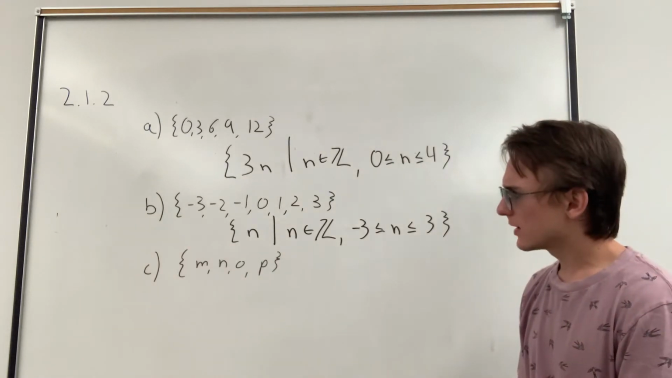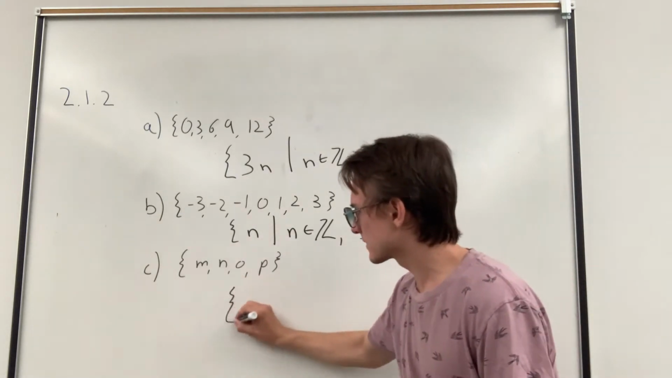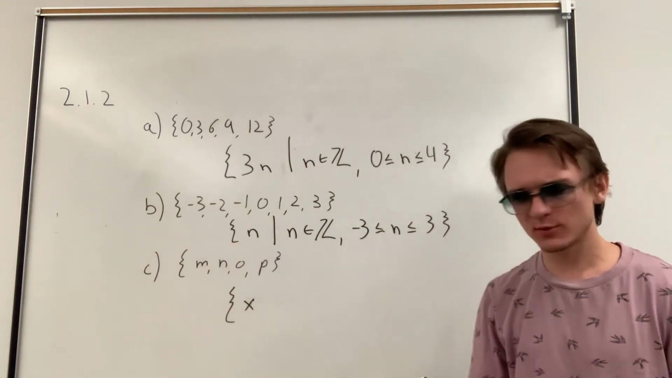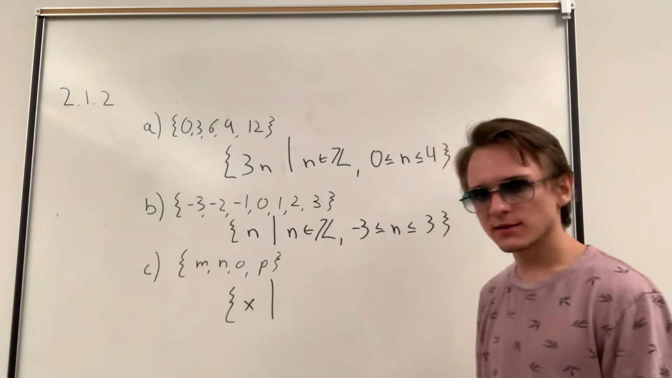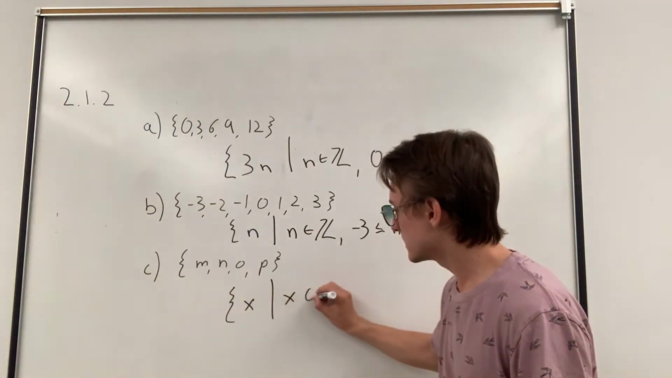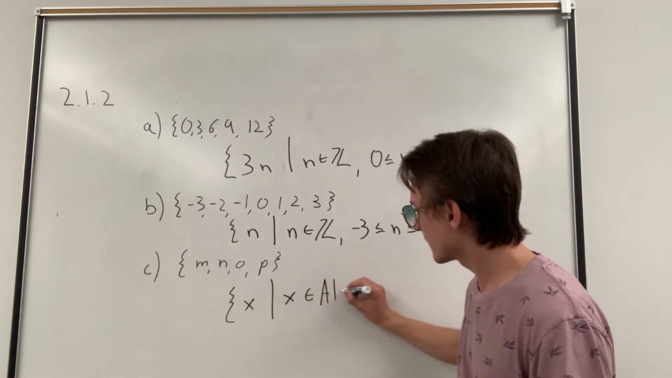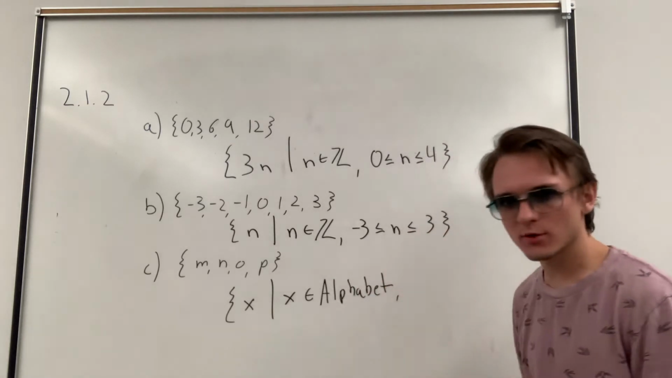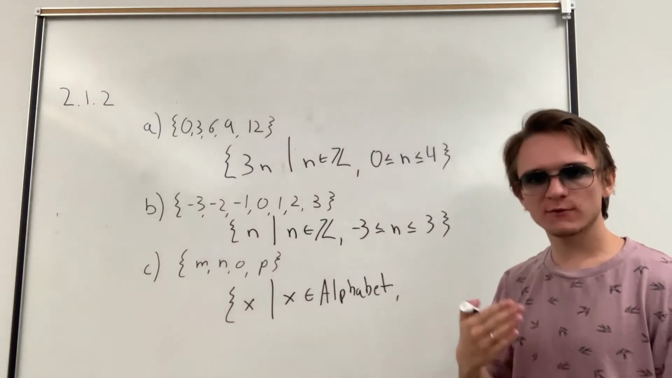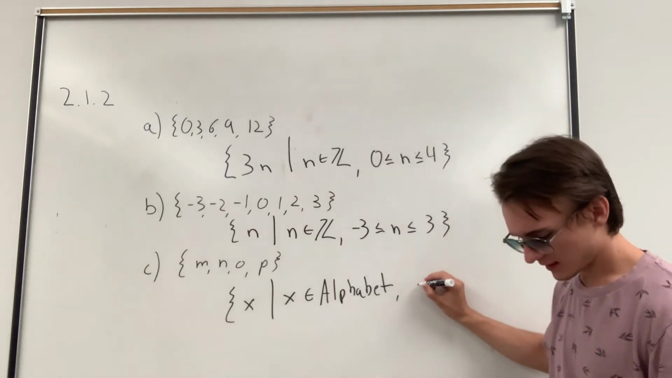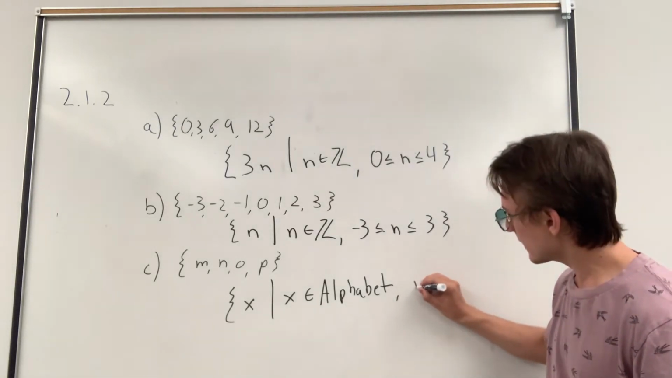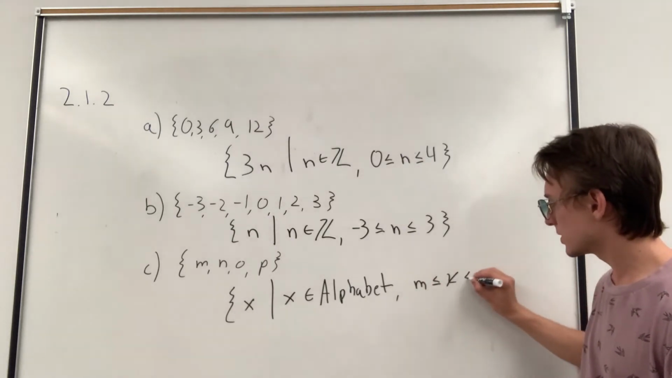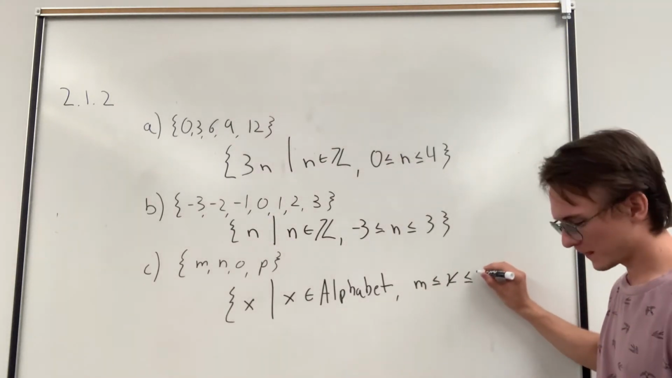We have C, M N O P. Okay, so let's say that we have some variable x. x is not a letter in this case, x is a variable. And it has the condition that x is in the set of the alphabet. And furthermore, we narrow down our condition even further. We say that m is less than or equal to our variable x, which is less than or equal to p.